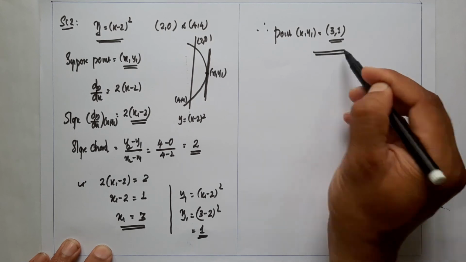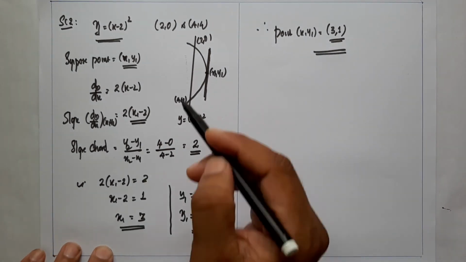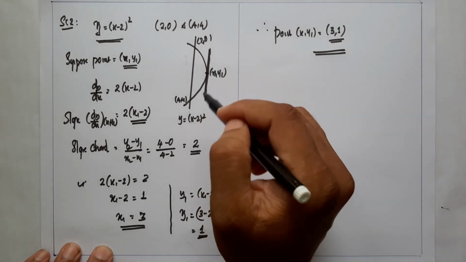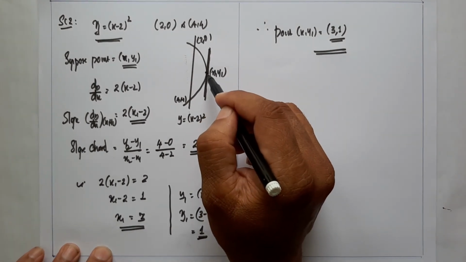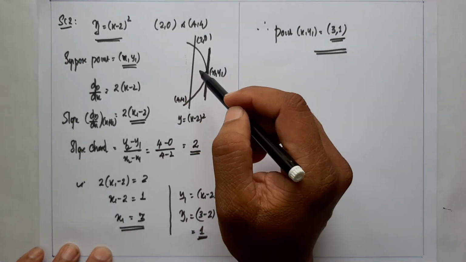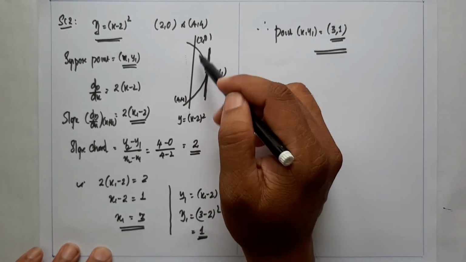That's all. Okay, so here a curve passing through a tangent line, we want to find the point on this curve. For finding this point, here already given a condition that this tangent is parallel to the chord joining (2, 0) and (4, 4).